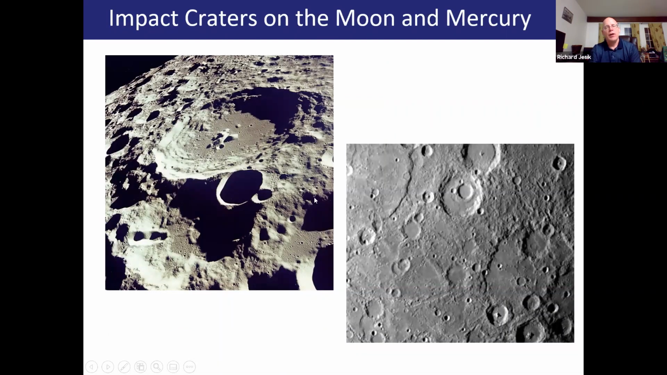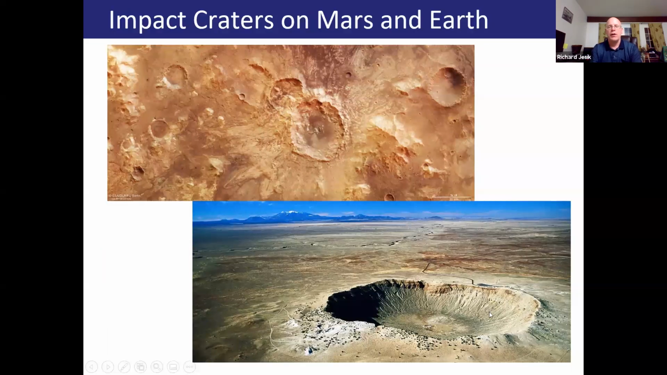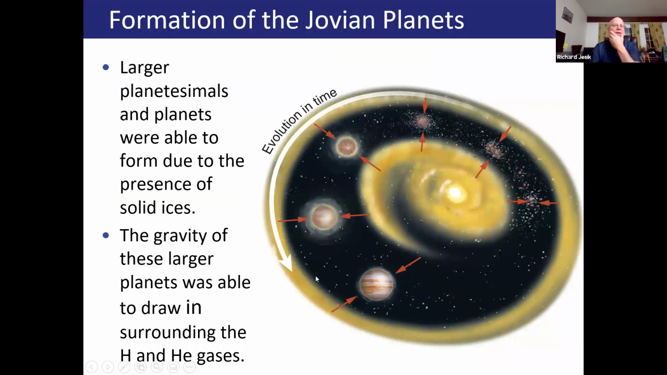Here's some impact craters on Mercury. This is as Mercury was getting bigger. It got bigger by things smashing into it. Here's one of the craters on Earth, one of the few that still remain. And just to give you scale, that's like the visitor center there. So this thing is huge. We'll talk more about that.